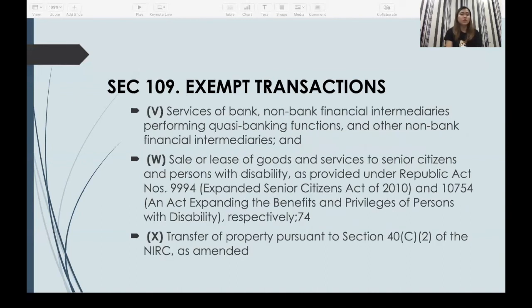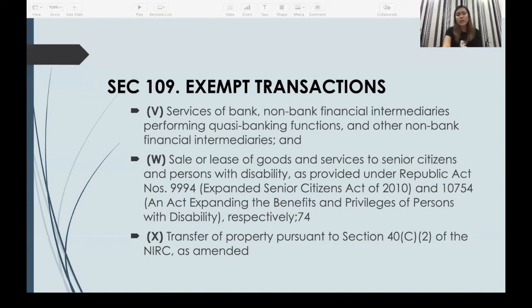Okay. Na-interchange ko yung slides. But anyway, Section 109V, services of banks, non-bank financial intermediaries performing quasi-banking functions, and other non-bank financial intermediaries. Financial institutions are not subject to VAT, pero subject sila to percentage tax. That's the reason kaya sila exempted na, kasi nasa OPT na sila. Here sa financial intermediaries, kasali si pawn shop and money changer.